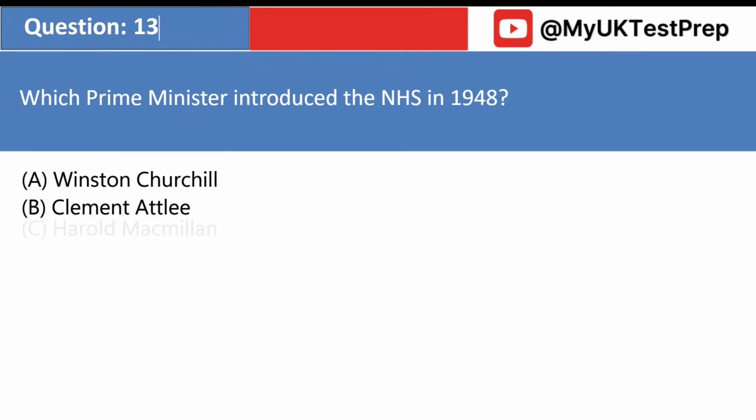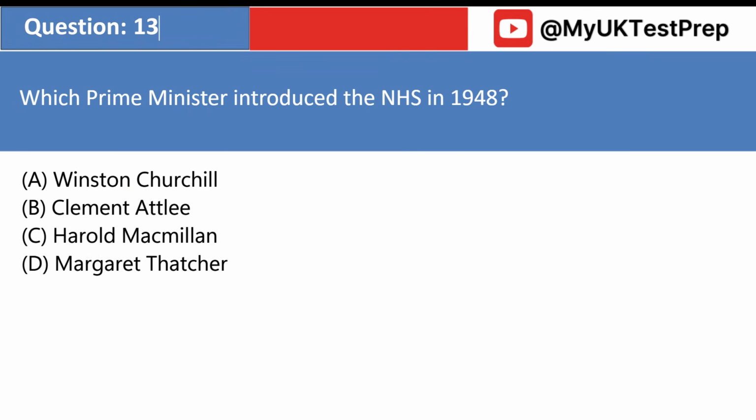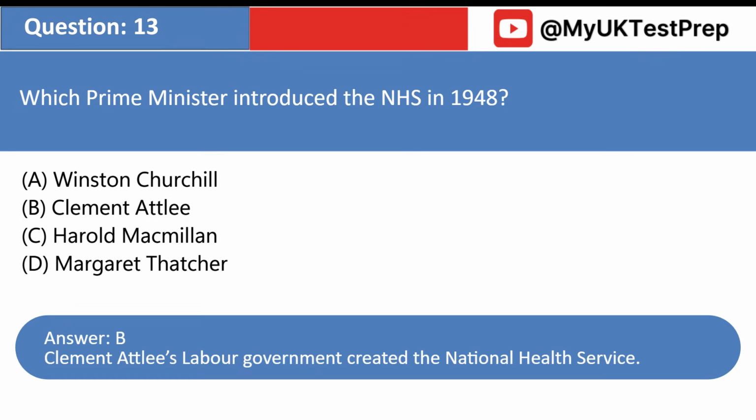Which Prime Minister introduced the NHS in 1948? A. Winston Churchill. B. Clement Attlee. C. Harold Macmillan. D. Margaret Thatcher. Answer: B. Clement Attlee's Labour government created the National Health Service.